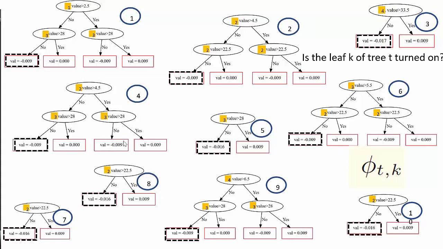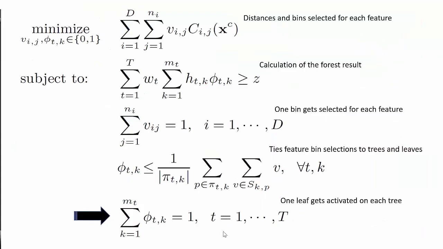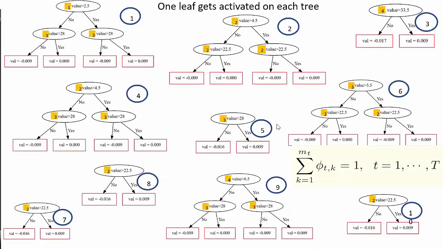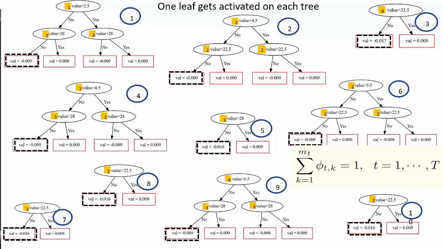Let's now look at equation number 5. This is solely about phi tk. It says that one leaf gets activated on each tree, meaning that if you fix a tree, t equals 1, and sum over the leaves, up to leaf number 4, then one and only one will be selected.